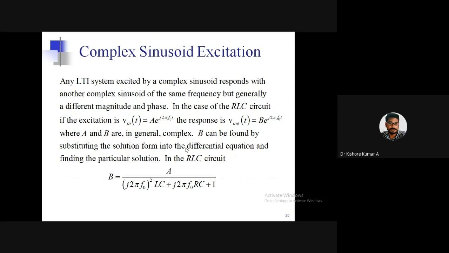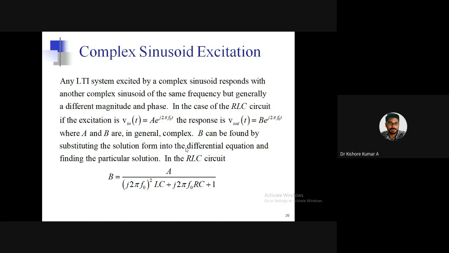And complex sinusoid excitation. Sometimes sinusoids may be a sine wave or a cosine wave, and in some cases complex sinusoidal representations may be used in the systems. Any linear time invariant system excited by a complex sinusoid responds with another complex sinusoid of the same frequency. The example is given for an RLC circuit. See that the equation is given: B is equal to A divided by (j2 pi f0) square LC plus j2 pi f0 RC plus 1.